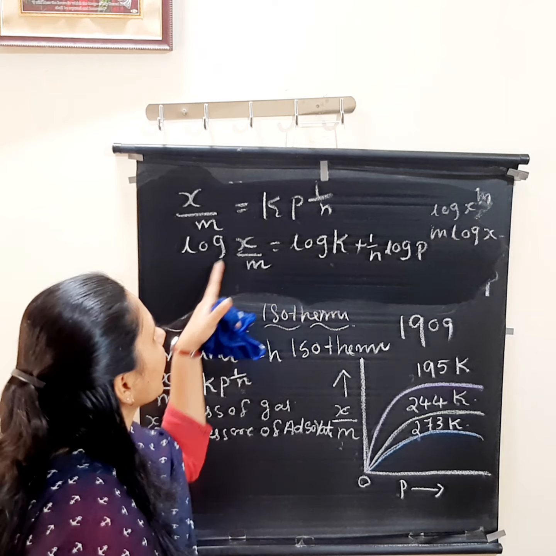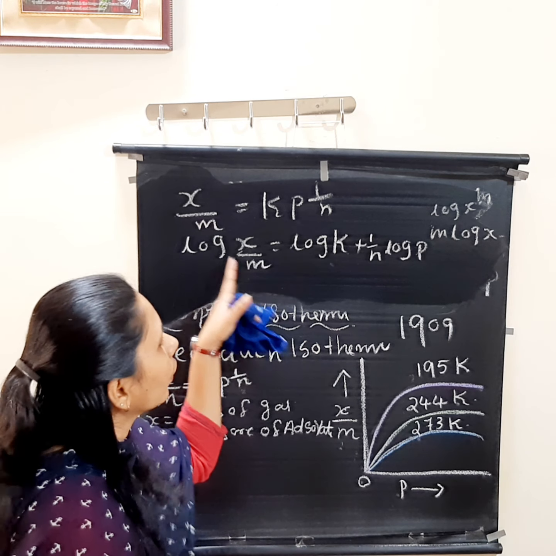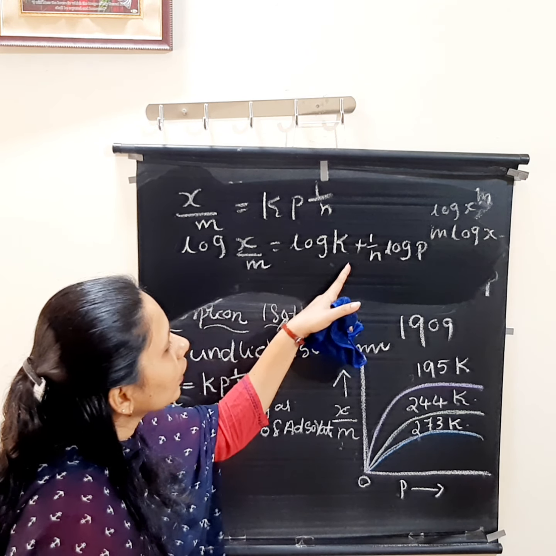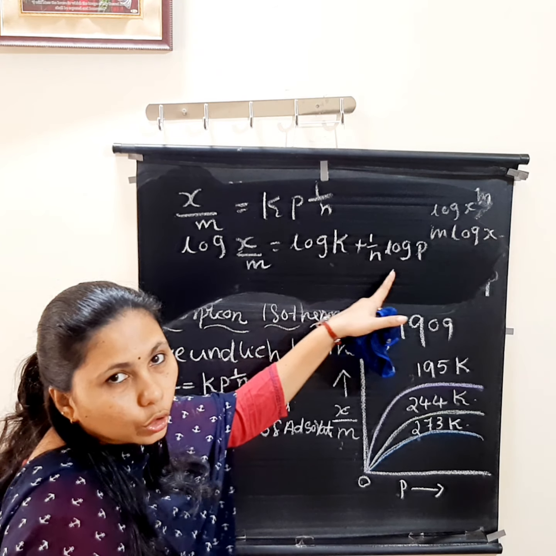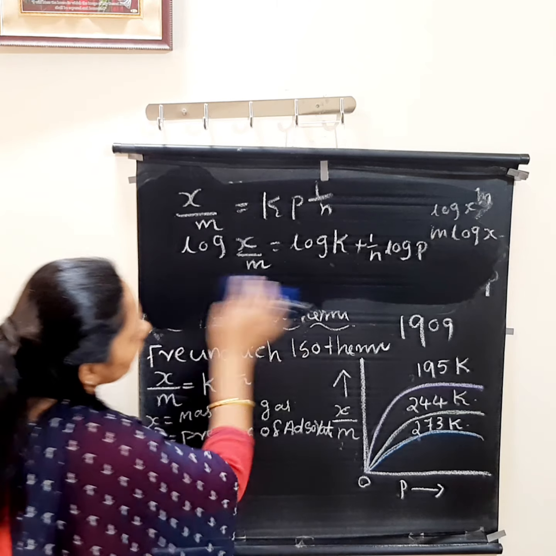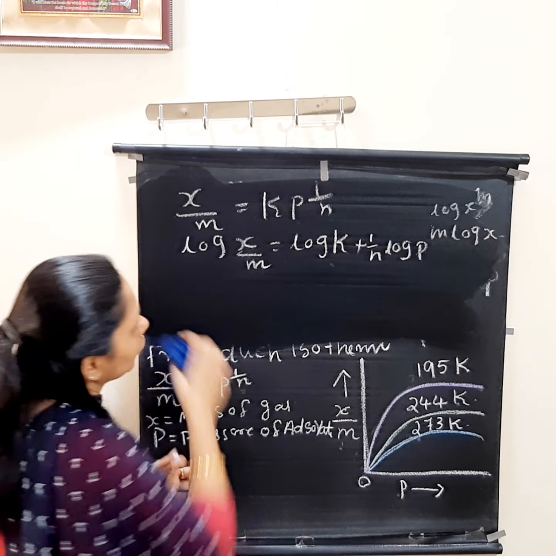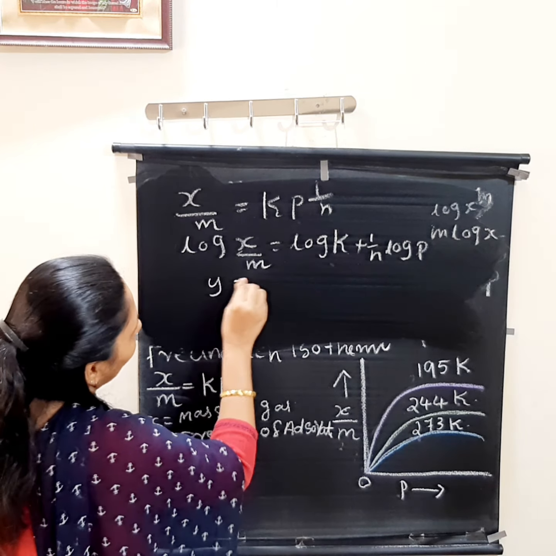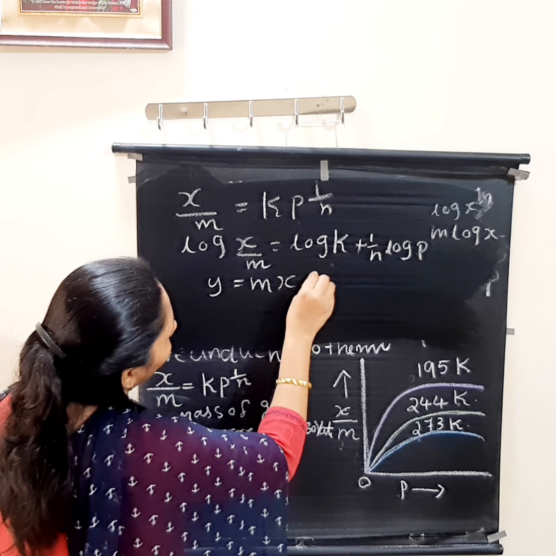So log x by m equal to log k plus 1 by n log p. Clear? After this, the equation is in the form of y equal to mx plus c. Y equal to mx plus c.